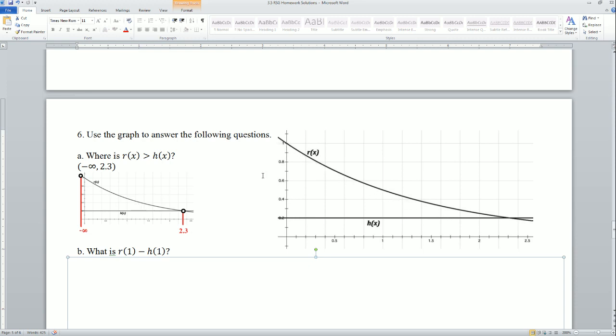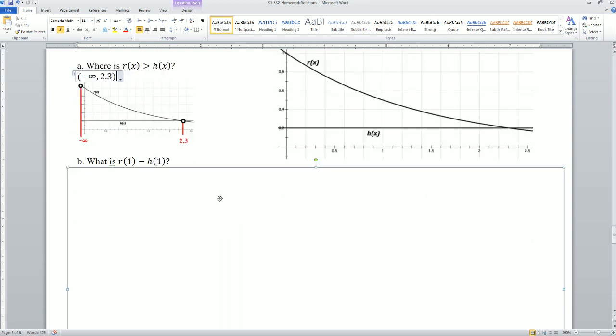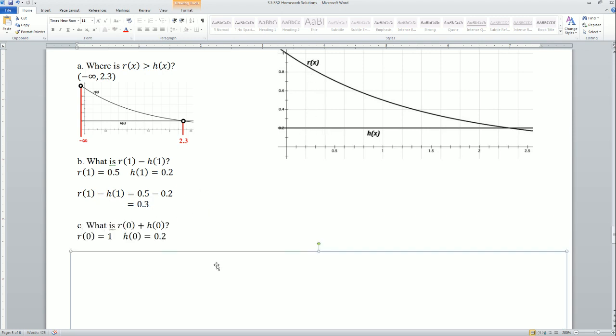So it starts all the way here from negative infinity all the way until this point here, and I'm going to treat that as 2.3 approximately. So I would say it is open at negative infinity, goes all the way to 2.3, and it is still open there. What is r of 1 minus h of 1? I have r of 1 is around 0.5, and h of 1 is around 0.2, right? So if you do your subtraction, it is 0.3.